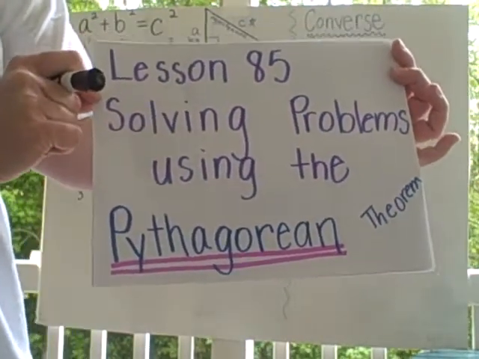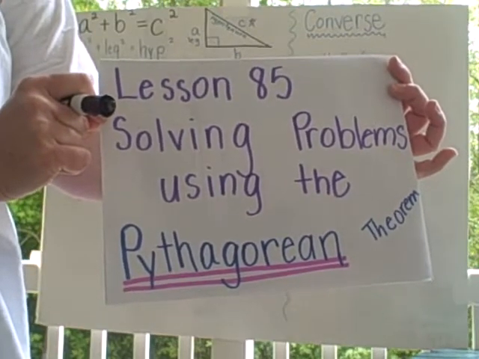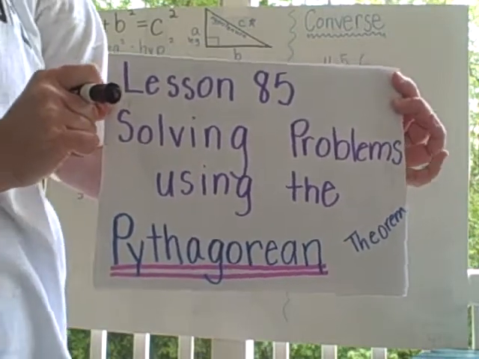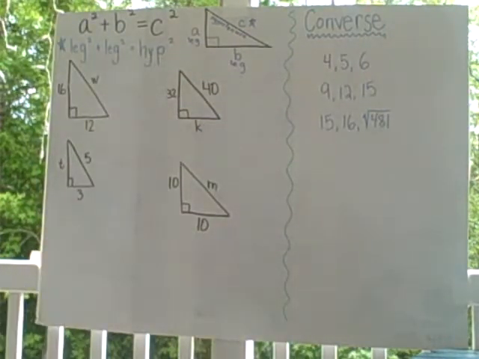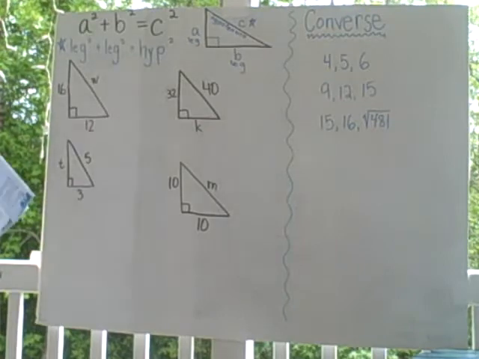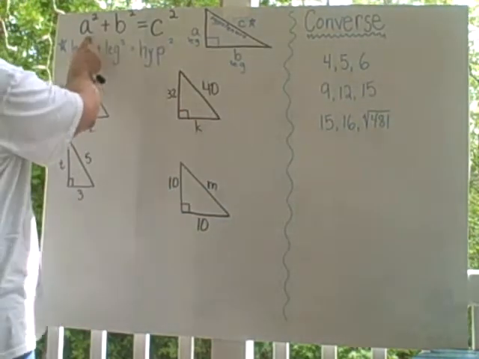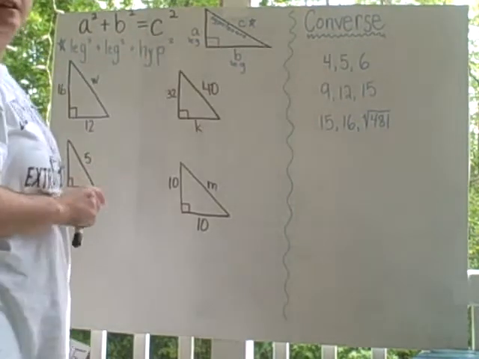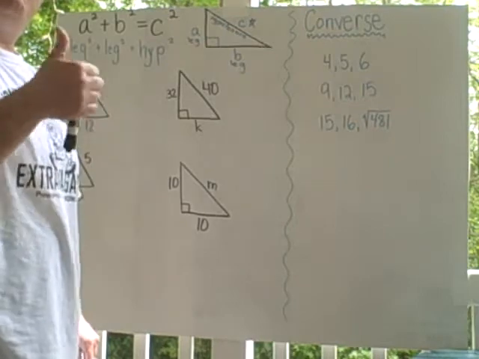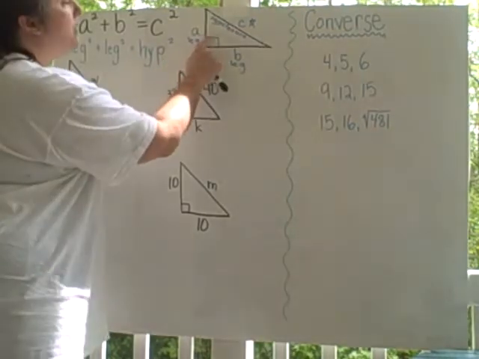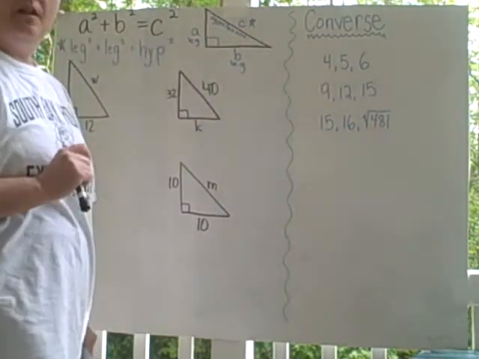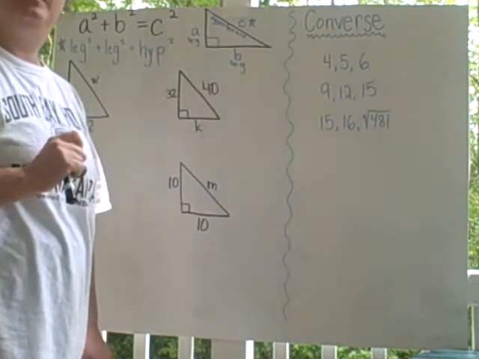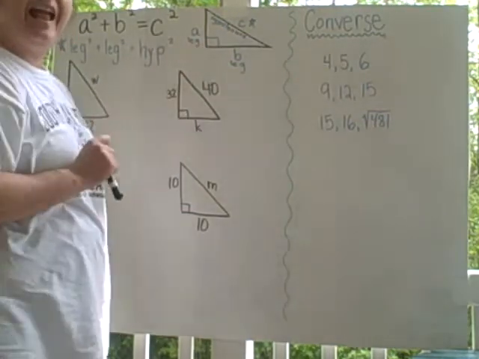Today's lesson is lesson 85, solving problems using the Pythagorean theorem. You already know the Pythagorean theorem. This is nothing new for you. A squared plus b squared equals c squared is the Pythagorean theorem. The most important thing to remember is that it only works with right triangles. Remember, your right triangle is always going to have that perpendicular symbol between two of the legs.